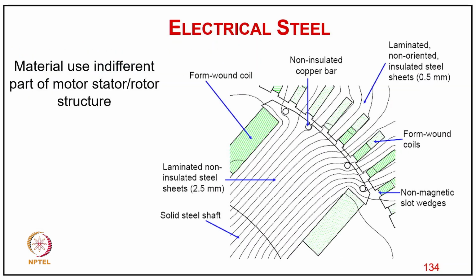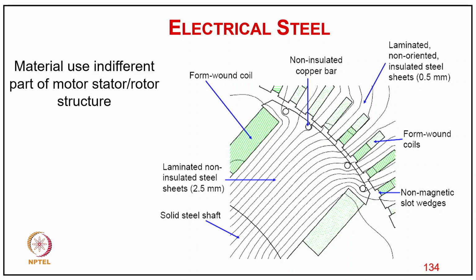Now coming to the materials typically used in different parts of the motor or stator. As you can see here, the salient pole synchronous machine for low speed has typically laminated non-insulated steel with laminations of 2.5 millimeter. The solid steel is typically the body of the pole, and then we have a concentrated coil on that. On the stator, again, we have the coils in stator slots with laminations of 0.5 mm, because that's normally 50 hertz or 60 hertz excitation.